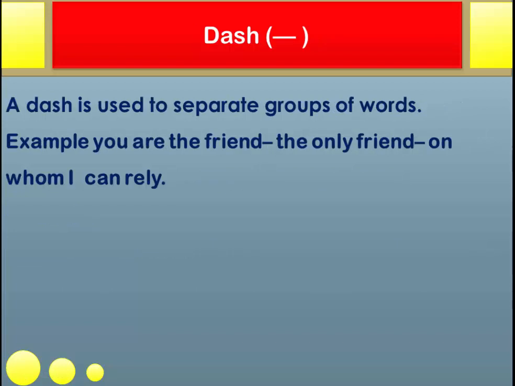Okay. Next, dash. A dash is used to separate a group of words. Example, you are the friend, the only friend on whom I can rely. So these are the group of words. This is also one type of extra information that we have given. Otherwise, this will be fine: you are the friend on whom I can rely. But we just want to emphasize that only the friend. So here we can use dash.